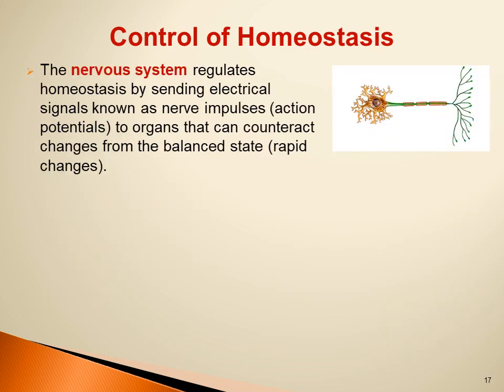The nervous system regulates homeostasis by sending electrical signals known as nerve impulses or action potentials, which you will study in the coming lectures, to the organs that counteract changes from the balanced state. And usually the actions mediated by the nervous system are very fast because action potentials are just electrical signals that travel very fast down the neurons.